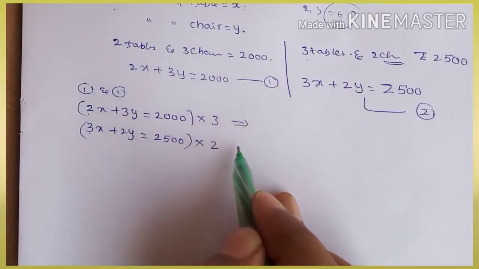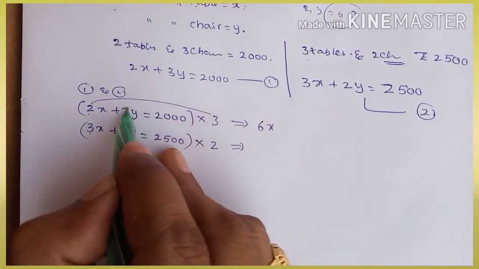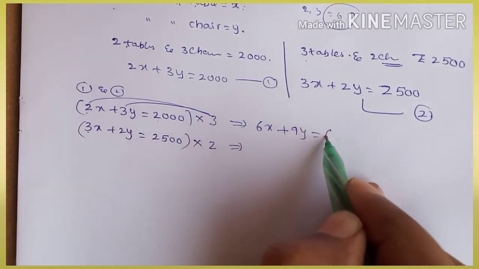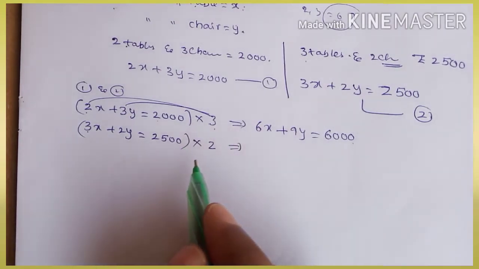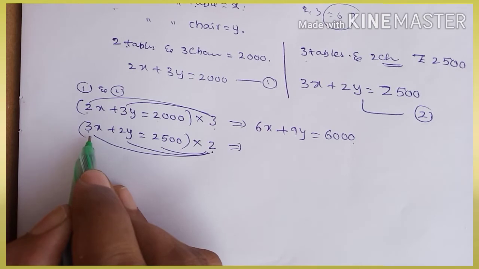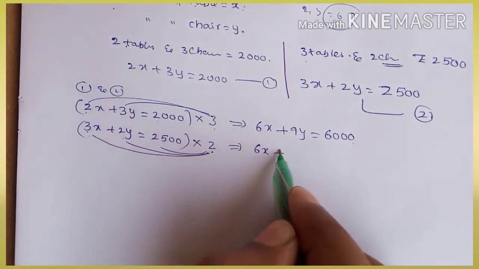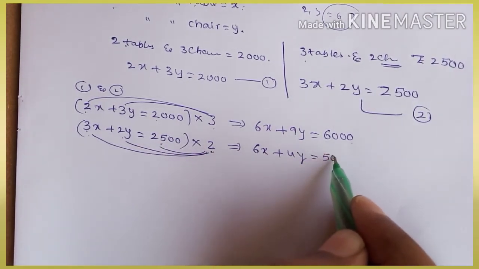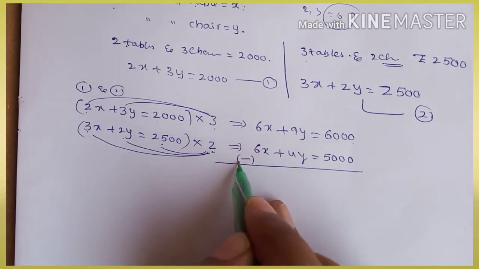So that the x coefficients will be equal. 2 threes are 6x. 3 threes are 9y. 2000 threes are 6000, multiplying by 3. Now multiply all the values of the second equation with 2. Can you say? Try to say. 3 twos are 6x. 2 twos are 4y. 2500 twos are how much? 5000. Plus, change the sign to minus.